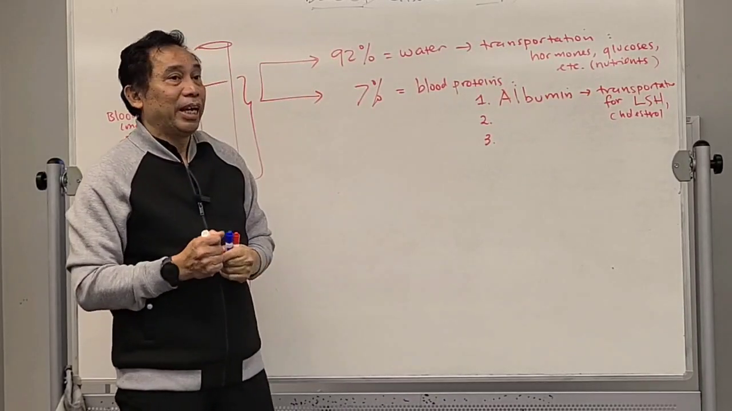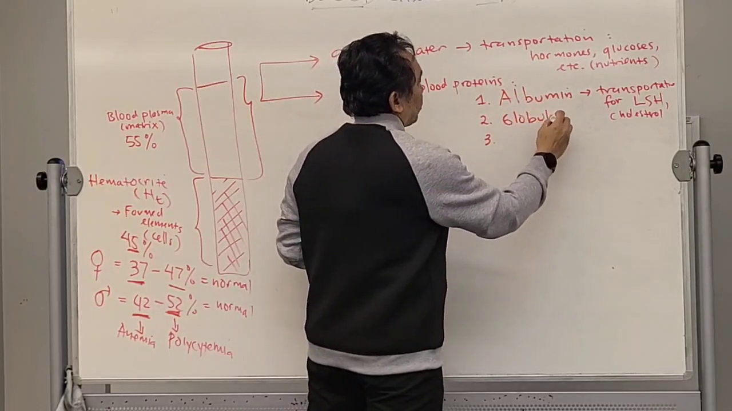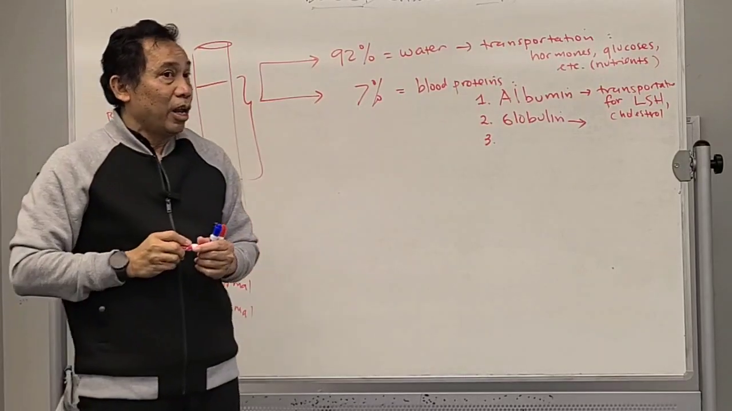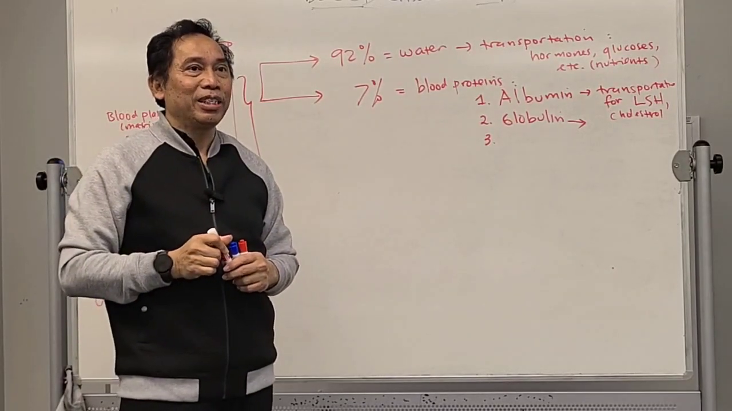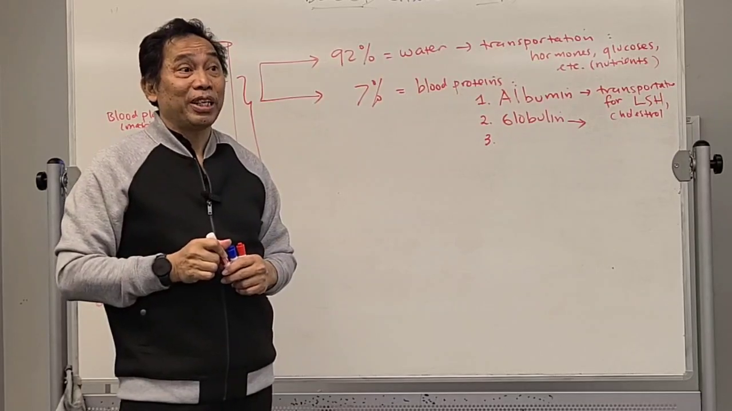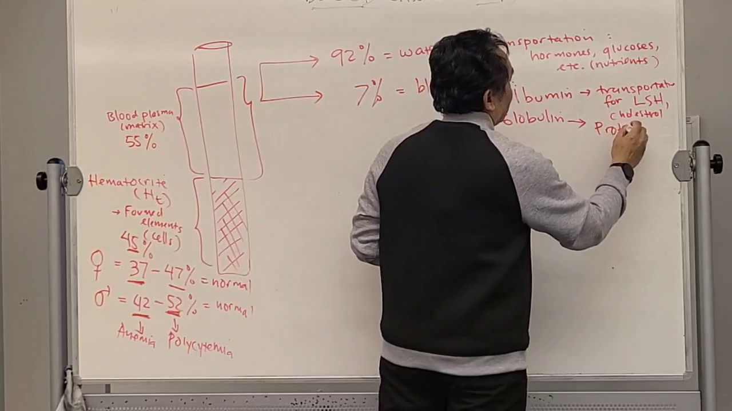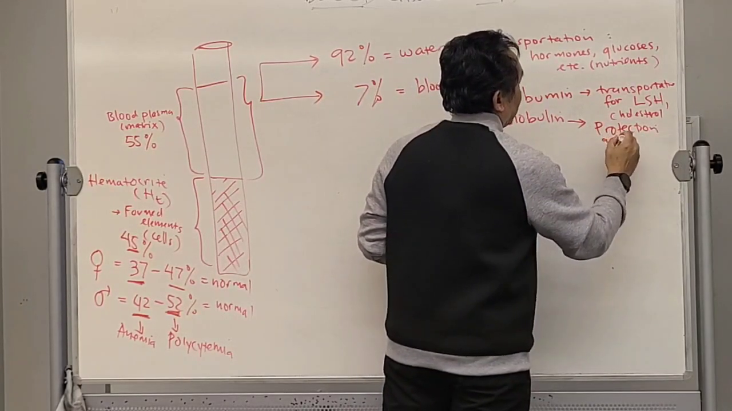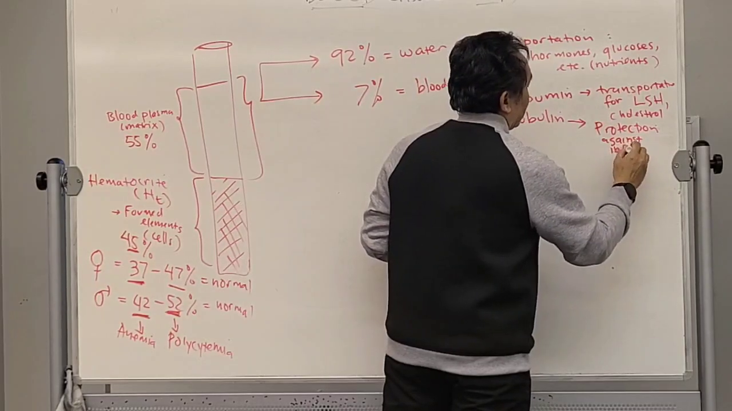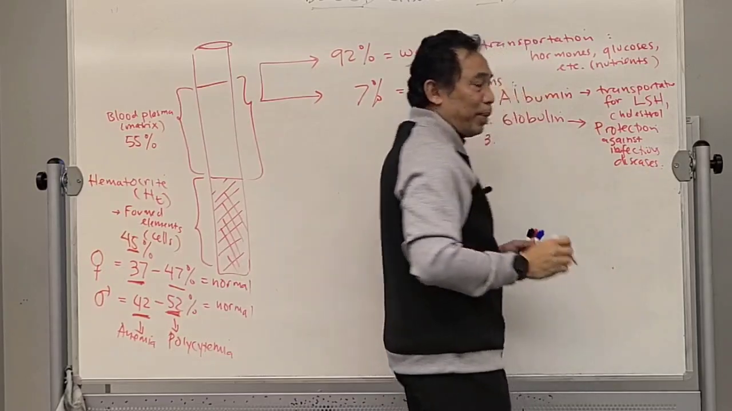plasma. The second one is globulin. Now, globulins, the main function is for disease protection. So this is protection against infectious disease. Infectious disease. So I mentioned infectious disease.